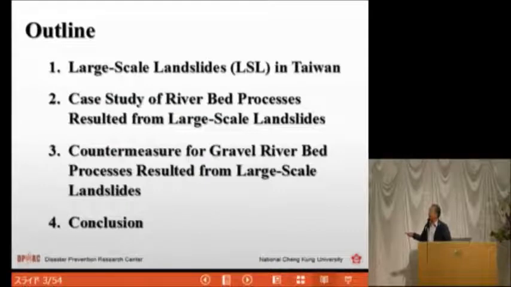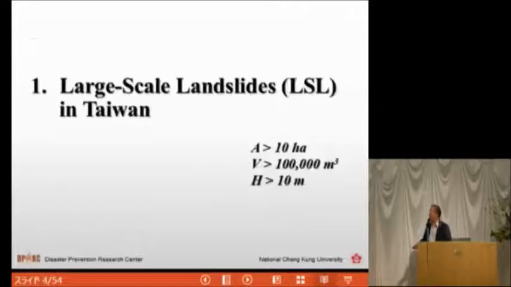And this is my outline. First of all, I would like to introduce some large-scale landslides in Taiwan. Then how this kind of landslide caused some river processes, with some case studies of riverbed processes resulting from large-scale landslides. Then I would like to promote a countermeasure for such extreme variation of riverbed processes. Here, a large-scale landslide means its area is more than 10 hectares, or its volume more than 100,000 cubic meters, or its depth more than 10 meters.